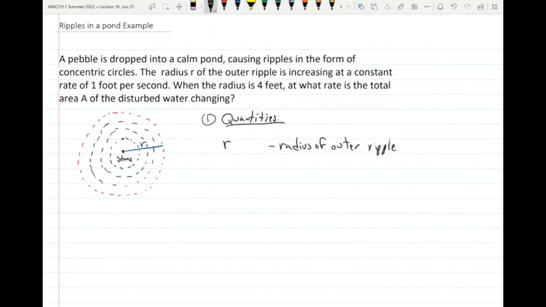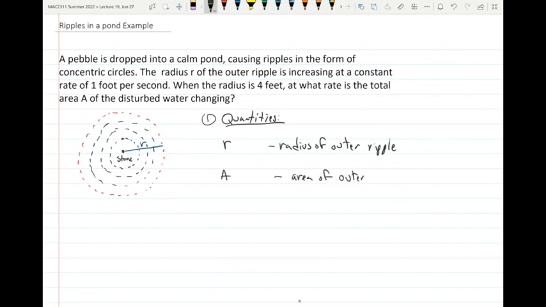Okay, so when the radius is 4 feet, it's still talking about the radius. At what rate is the total area of the disturbed water changing? Now, they're talking about area. The area of what? The area of the outer circle. Inside this outer circle is the region of the disturbed water. Outside of the circle, the water is still. This circle is expanding, and it's disturbing the water around. But basically, our focus always is this outer ripple.